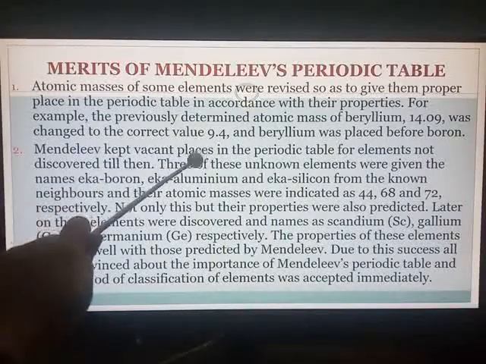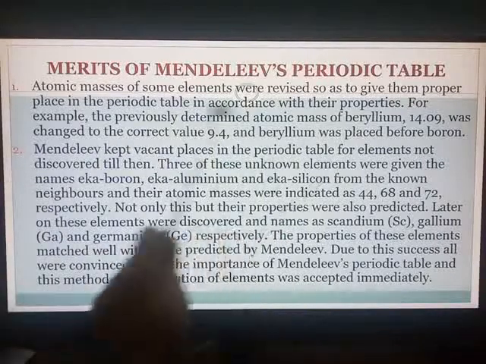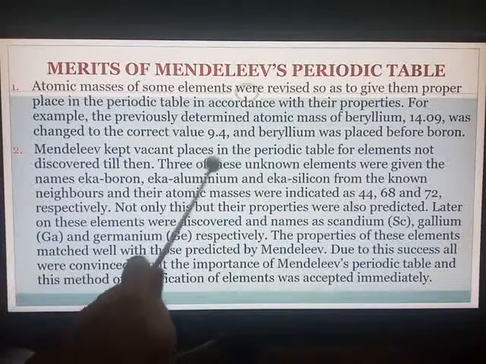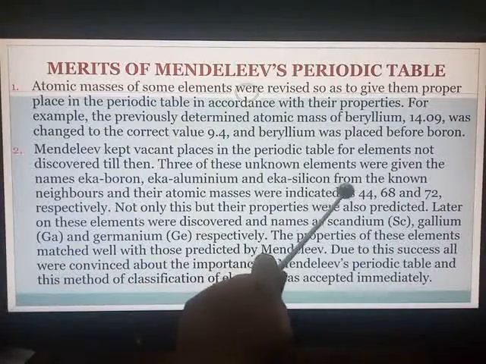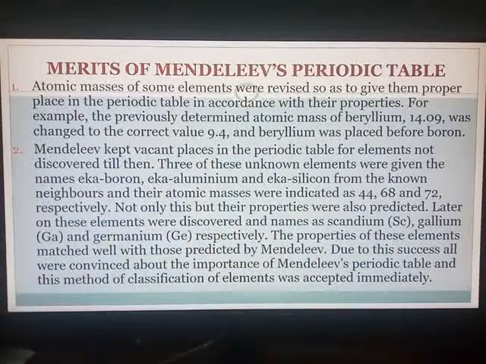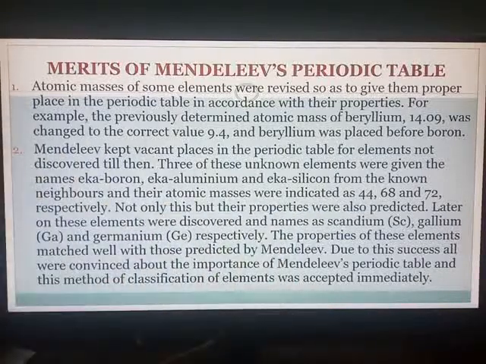Mendeleev kept vacant places in the periodic table for elements not discovered till then. Means before the elements could be discovered, he had kept the places for those elements, and later on when the elements were discovered, they found their proper places, their properties, everything matched properly. Three of these unknown elements were given the names Ika-boron, Ika-aluminium and Ika-silicon from the known neighbors, and their atomic masses were indicated as 44, 68 and 72. He had predicted. Not only this, but their properties were also predicted by Mendeleev.